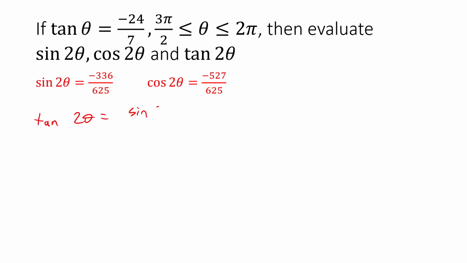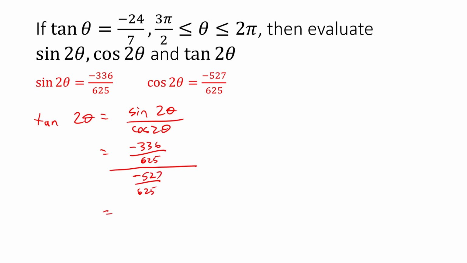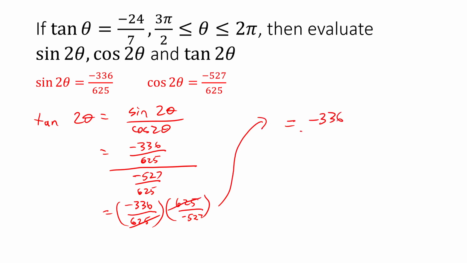So the tan of 2 theta is going to be sine 2 theta over cos 2 theta. That's equal to negative 336 over 625 over negative 527 over 625. We can invert and multiply. So we have negative 336 over 625 times 625 over negative 527. Our 625 factors cancel out, and we've got negative 336 over negative 527, and of course that equals just plain old 336 over 527. No need to have a negative numerator and denominator.